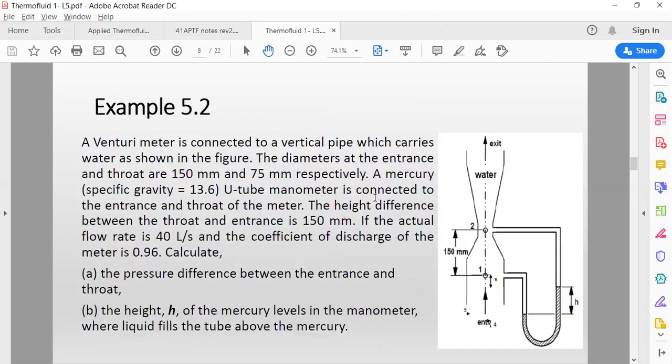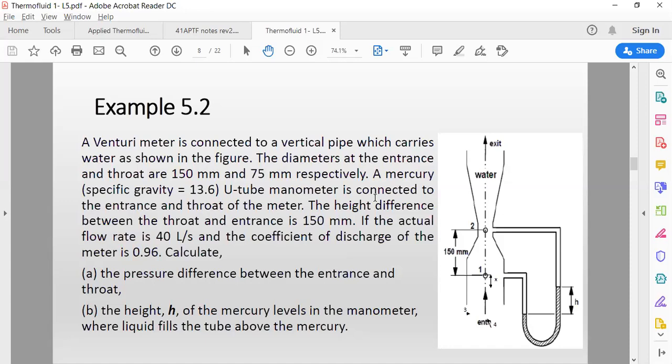Let's look at another example. We have a Venturi meter connected in a vertical pipe, which carries water. The diameter of the entrance and the throat is 150 and 75. A mercury U-tube manometer is connected to the entrance and the throat. The height difference between the throat and the entrance is 150. The actual flow rate is 40 liters per second, and the coefficient of discharge is 0.96. Calculate the pressure difference between the entrance and the throat.